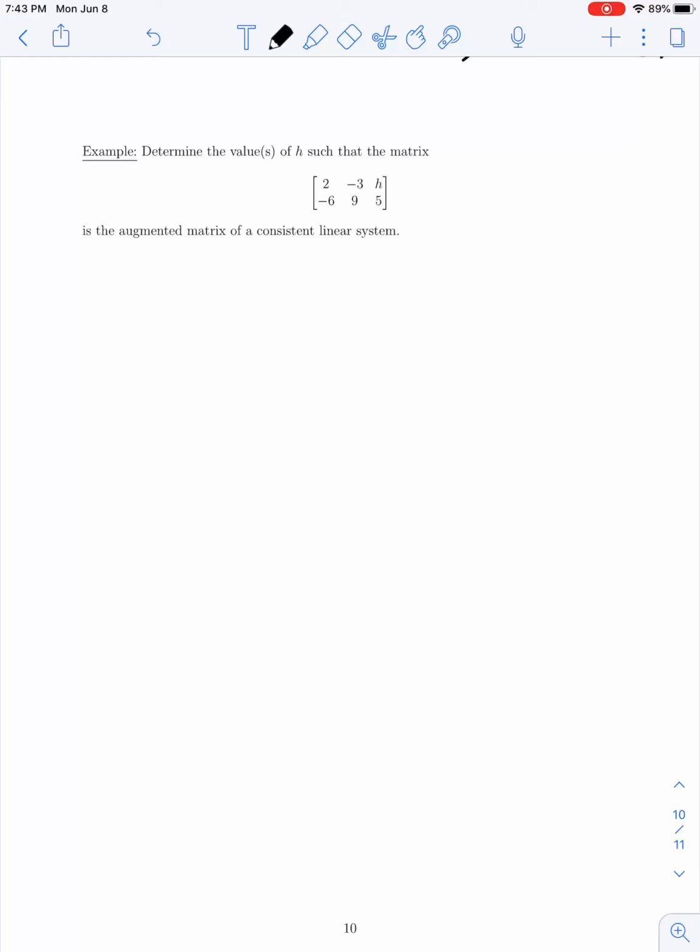So in this last example, we have a problem that's pretty similar to some of your homework problems from section 1.1. We are asked to determine the value or values of the constant h, such that the matrix given here is the augmented matrix of a consistent linear system.